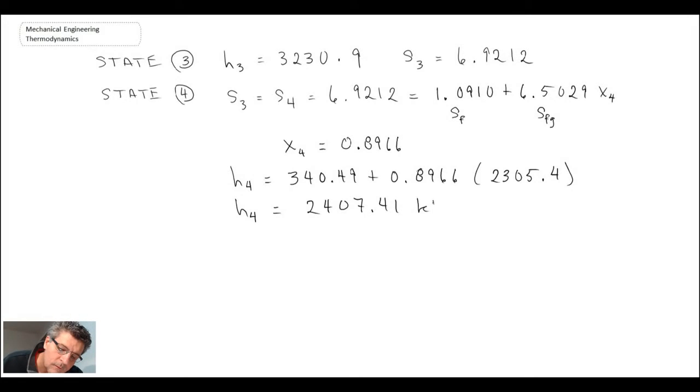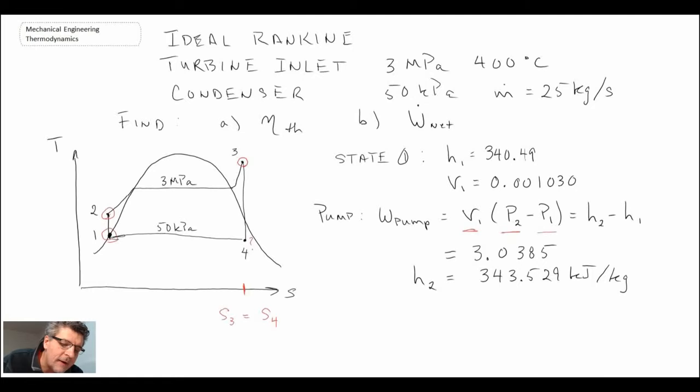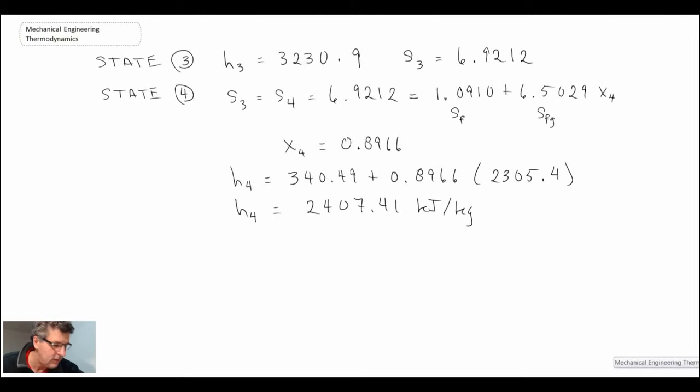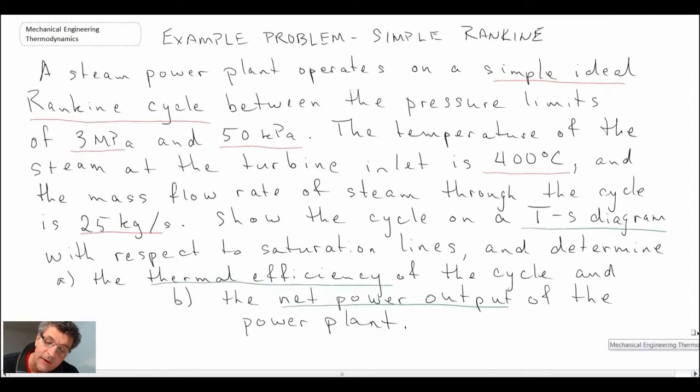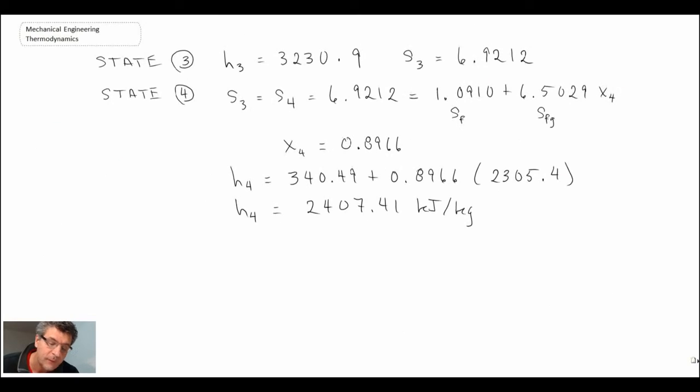So with that, we have all of the states specified because we just determined state 4. So we have 1, 2, 3, and 4. And so now what we can do, basically go ahead and start applying the first law between components in order to determine the thermal efficiency. If we go back to the problem statement, they want us to get the thermal efficiency and the net power output. So we're going to work on the thermal efficiency.